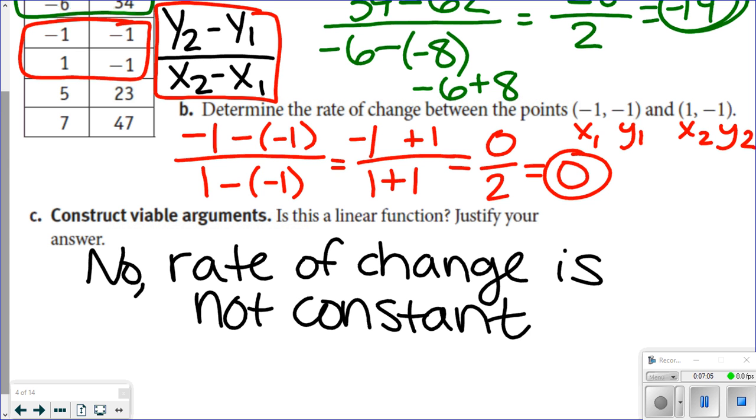Linear means straight line. So if I'm going down 14 over 1, and then I'm going up 0 over 2, like it doesn't work. It's not going to be a straight line. So no, this is not linear because we do not have a constant rate of change. We do not have the same slope.